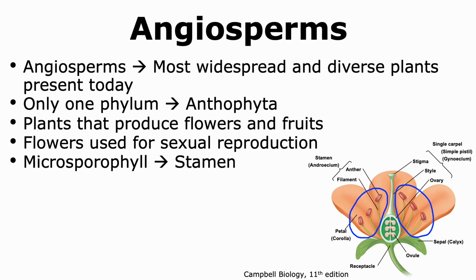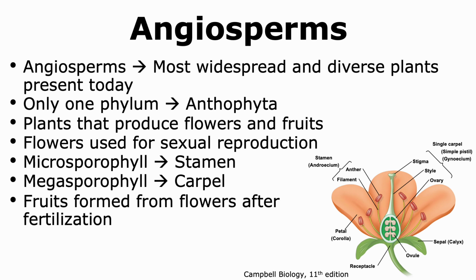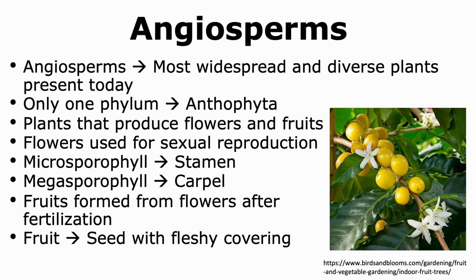The stamens of the flower are the microsporophylls, which will ultimately give rise to the male gametophyte, which is the pollen grain, and within the pollen grain, the male gamete will be formed. The carpel, on the other hand, is the megasporophyll, and within the ovule of the carpel, we will have the female gametophyte being formed, which will then produce the female gamete. Fruits are formed from the flowers after fertilization occurs. In the case of angiosperms, the fruit is a seed with a fleshy covering.